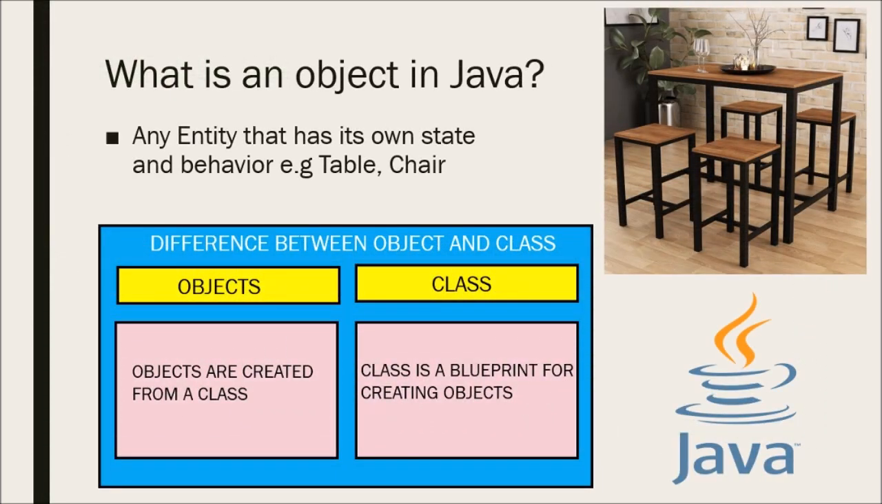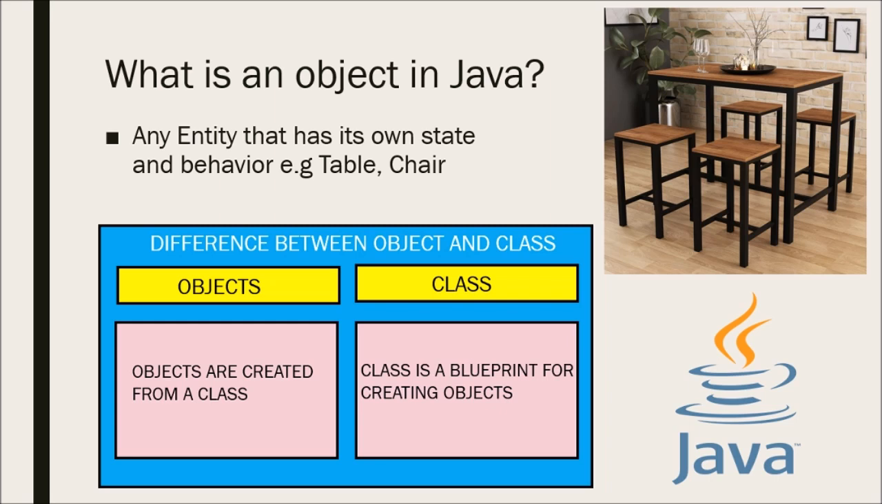Basically, anything that has its own state and behavior in Java is considered to be an object. In real life, a table could be an example. Obviously, a table has its own state, solid state. And by behavior, they mean what is the function. Now we all know the function of a table. You can either write on it, eat on it, and do much more.